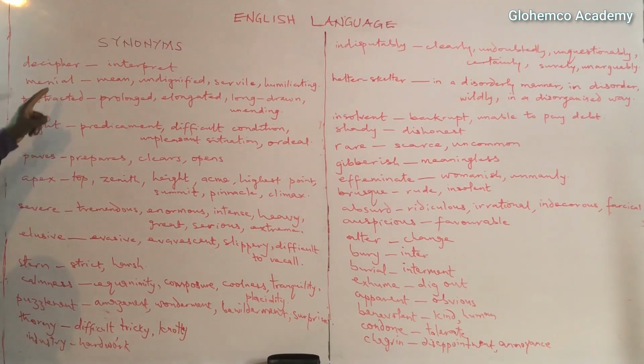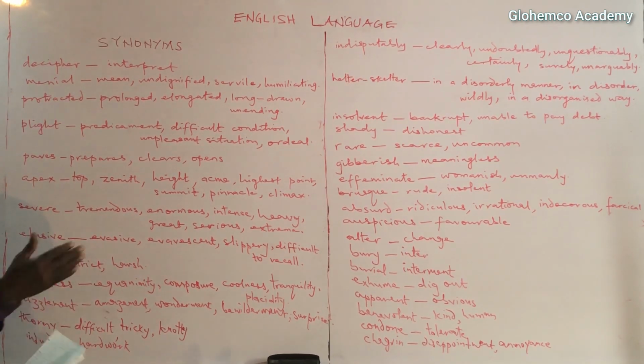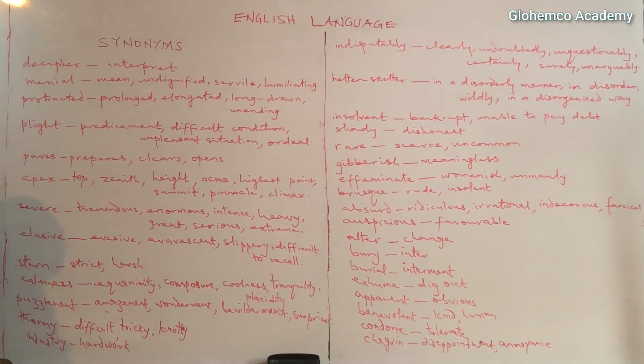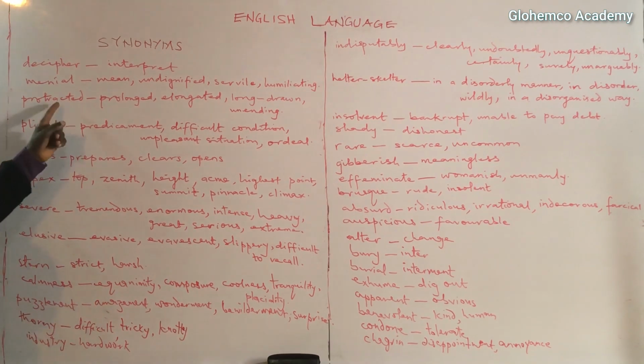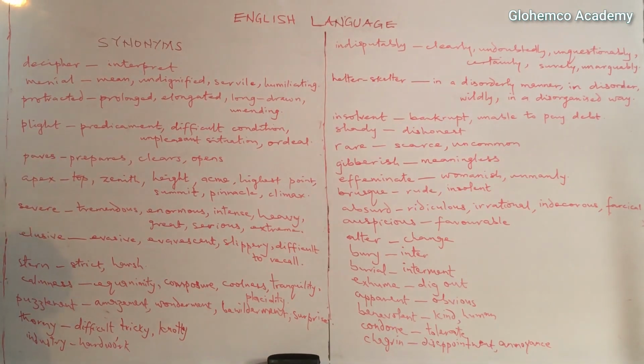So then we have menial. For a person to be doing a menial job, a university graduate found where blocks are being molded, that's a kind of menial job. Menial means undignified, servile, humiliating. Then we have the next term, which is protracted. Protracted means prolonged, elongated, long drawn, unending.